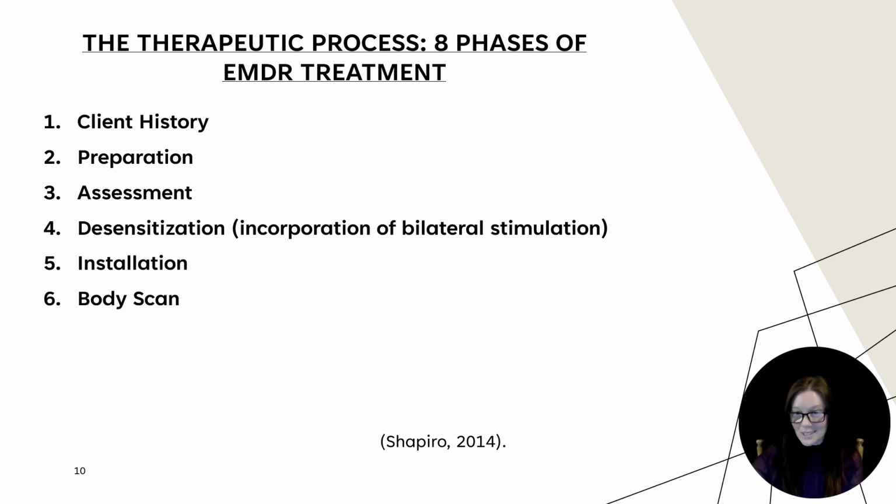The 6th stage is body scan. When the client thinks of the distressing memory again, they note how they feel physically, with the goal being to eliminate negative residual physical sensations. The 7th stage is closure. The client here is asked to keep a log between sessions of any material or anything that comes up. This helps to establish equilibrium and stability between sessions.